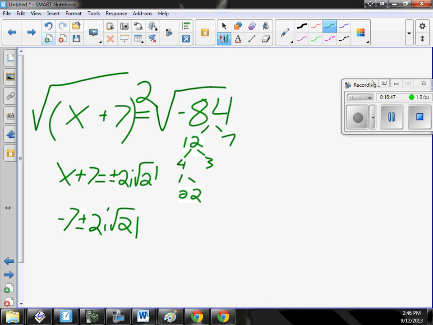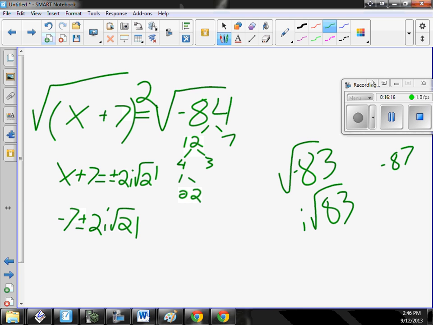Yes, Sadie. Oh, good. Yeah, so 83 is prime. It has no factors. So all you can do is take out an i. Somebody's been working on problem number 1. In the first problem, you have something like negative 87. Well, 87 is the product of 29 and 3, and you can't pull anything out. So you end up with i root 87. Okay.